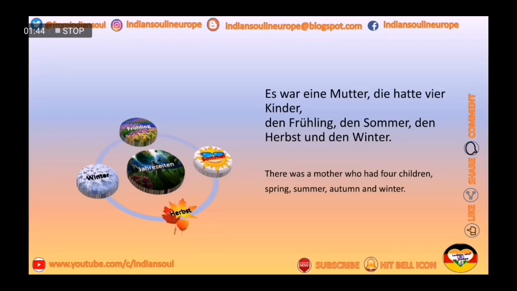So that means there was a mother who had 4 children, spring, summer, autumn and winter. And the thing that I told you is that Jahreszeit is a feminine word. So here Jahreszeit is the mother, or mother nature is depicted. And all the Jahreszeiten, Frühling, Sommer, Herbst and Winter, are her sons.